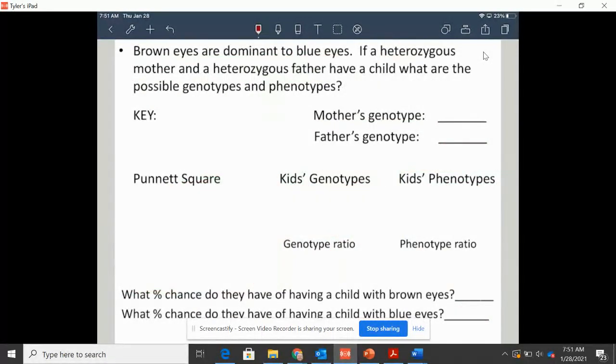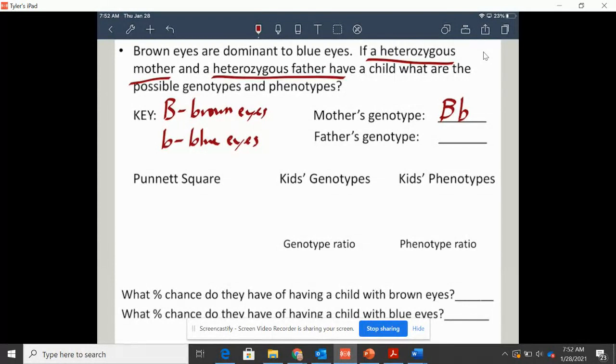All right. Let's try another one. So again, it says brown eyes are dominant to blue eyes. I'm going to use the same key. Big B is going to be brown eyes. Little b is going to be blue eyes. Okay. It says a heterozygous mother, meaning she's big B, little b, and a heterozygous father, meaning he's also big B, little b, and they have a child. What are the possible genotypes and phenotypes? Okay, well, let's take a look.